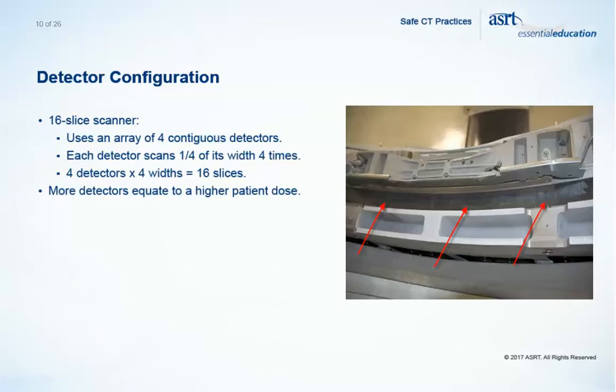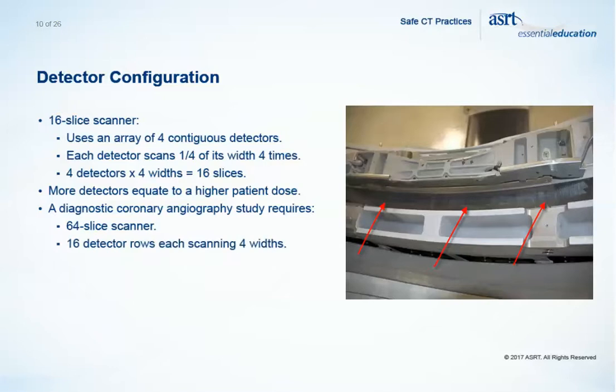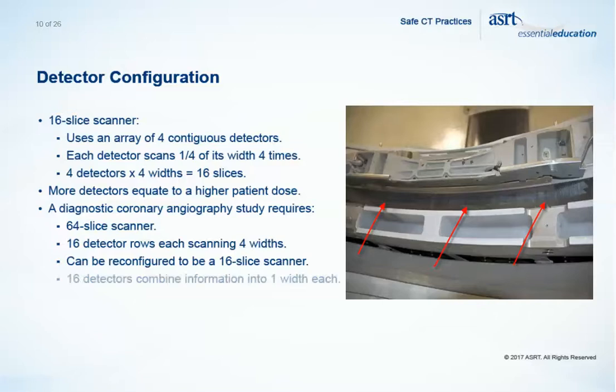The real benefit of CT technology is versatility. A true diagnostic coronary angiography study requires at least a 64-slice scanner, or 16 detector rows each scanning 4 widths. However, that same scanner can be reconfigured to be a 16-slice scanner for a kidney stone study. In this case, 16 detectors combine all information into 1 width each.